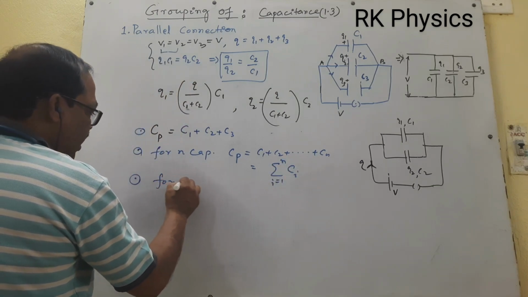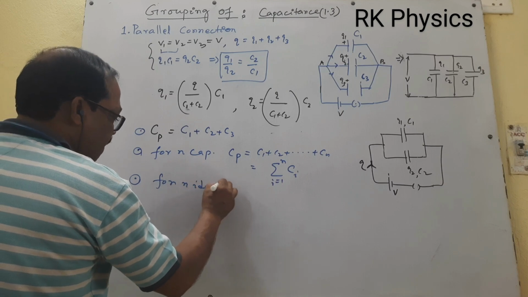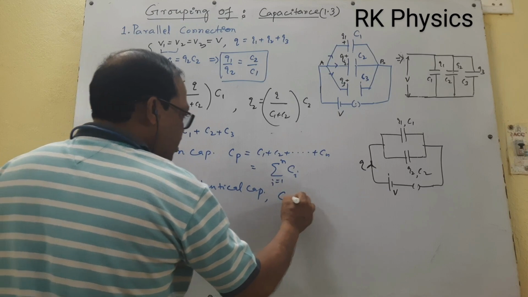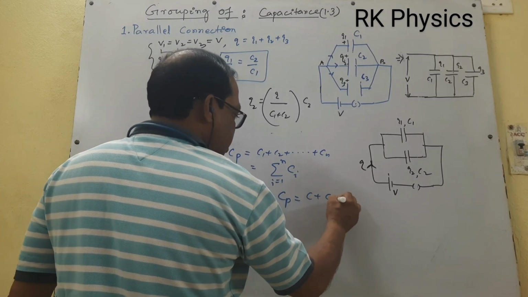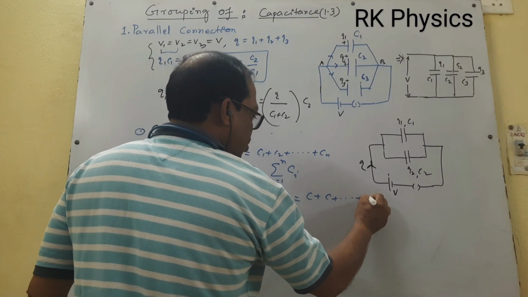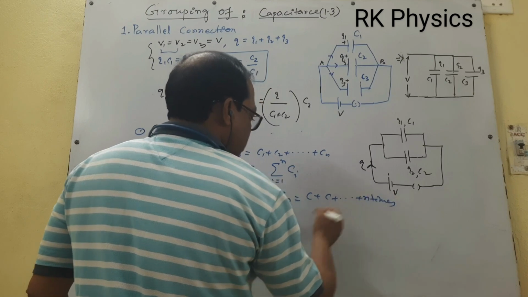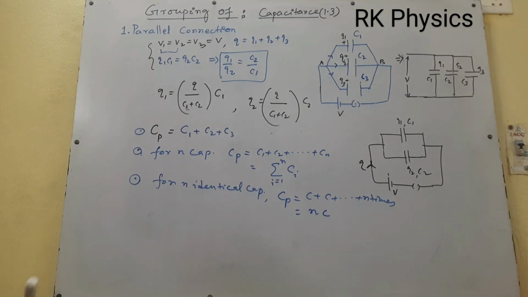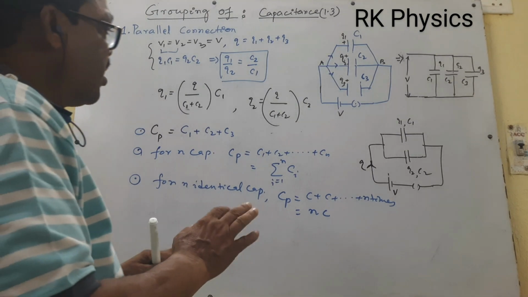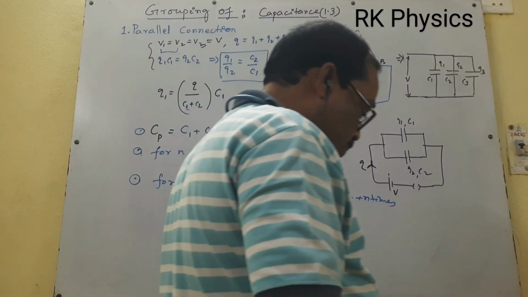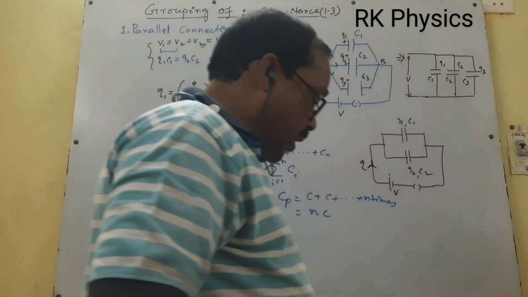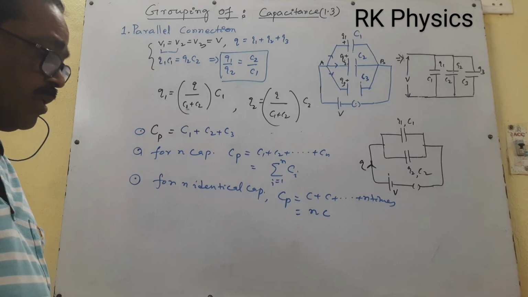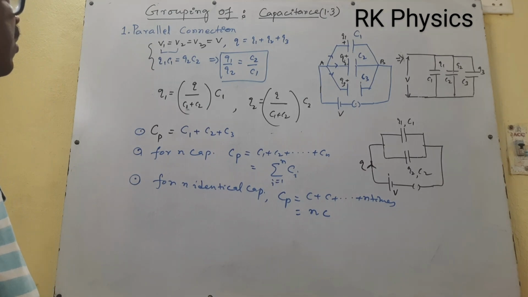Again, for N identical capacitors, you write Cp is C plus C plus C up to N times, that is equal to NC. So these are the various properties regarding the capacitances of parallel grouping of capacitors.